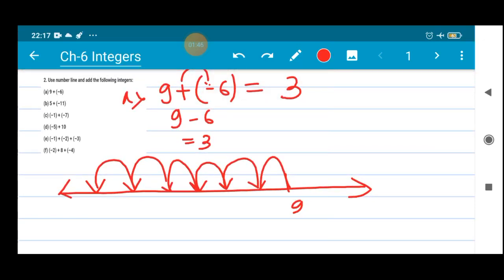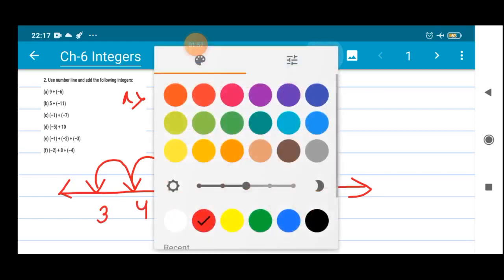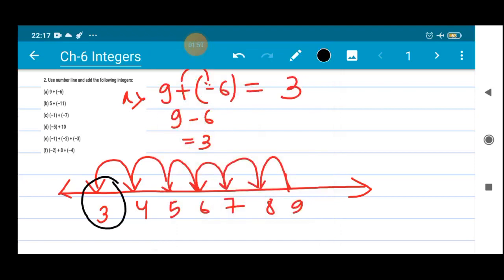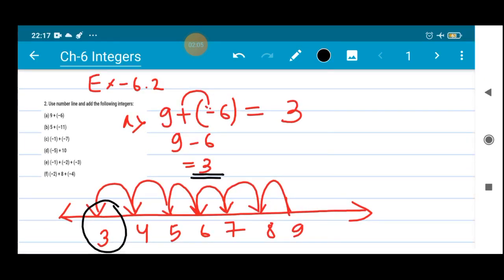Let's see what the result is when you move 6 steps. It is 8, 7, 6, 5, 4, 3. So where are we now? We are at the third position of the number line. That's how we got 3. Understood the concept? Two things we have understood here: whenever we open the bracket, plus minus results into minus. Also, directly proceeding to the number line, we can get the value.